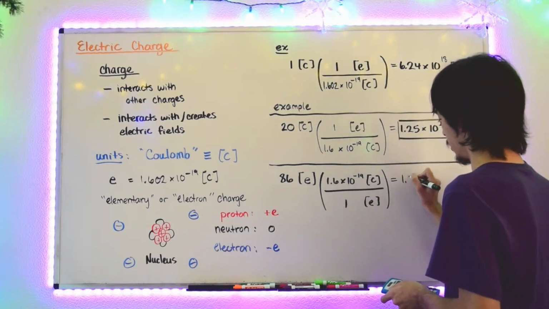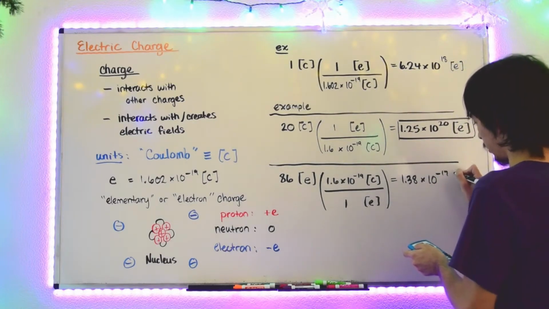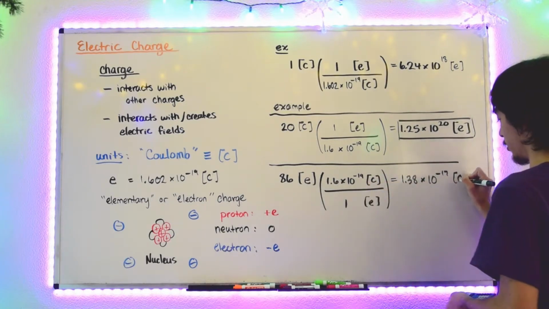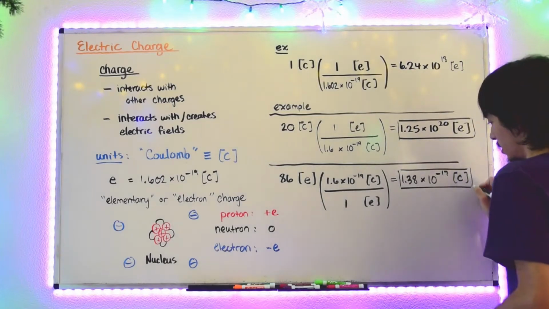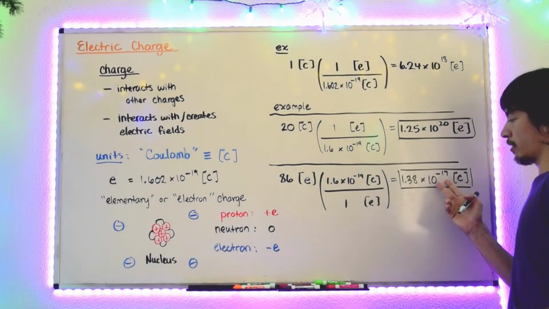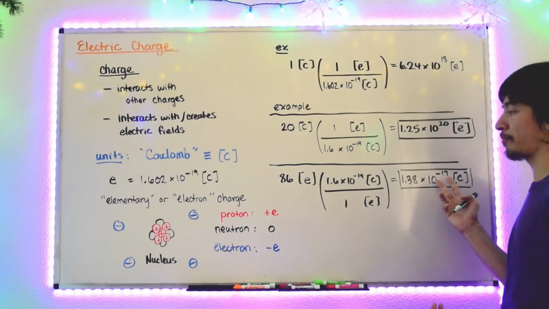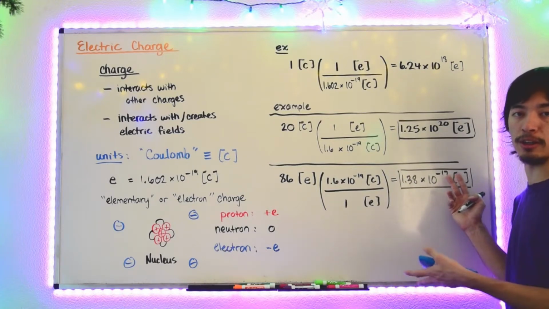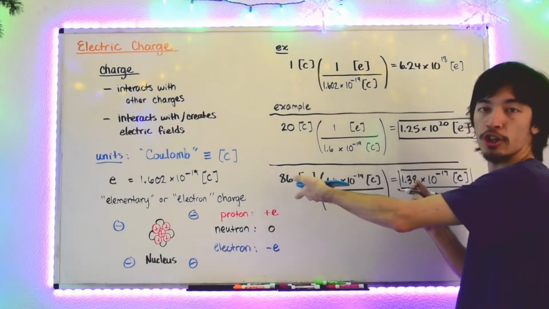1.38 times 10 to the minus 17th. And because this cancels out, we just get coulombs on top, which is what we should be getting. So we get a charge amount which is pretty reasonable in terms of the scale of protons and electrons. It's 10 to the minus 17th, so it's a little bit bigger than 10 to the minus 19th, which makes sense because we have more than one charged particle.